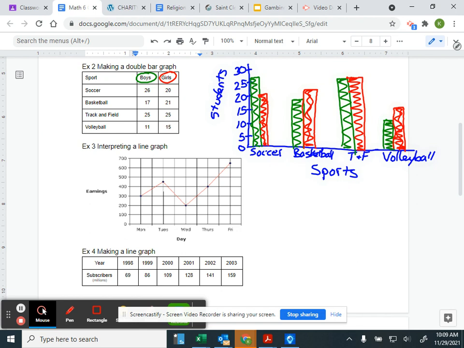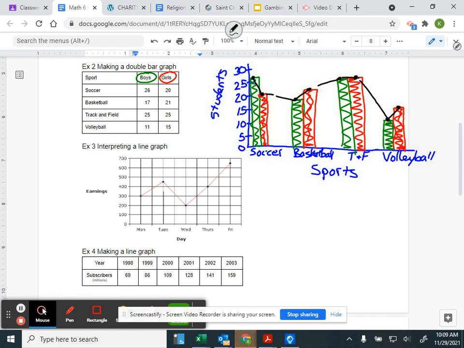Next, we have interpreting a line graph. So we can see that a line graph looks different than the bar graphs, but really it's pretty much the same thing. If we looked at our bar graph, we could plot those points and make a line out of it. So that bar graph is kind of like having lines. So we can interpret it kind of the same way.